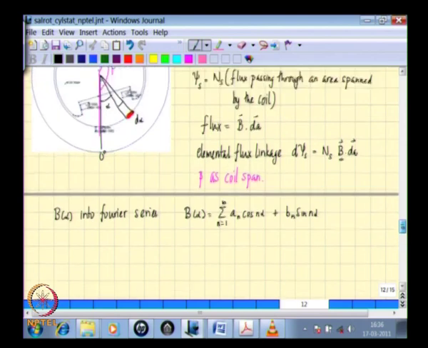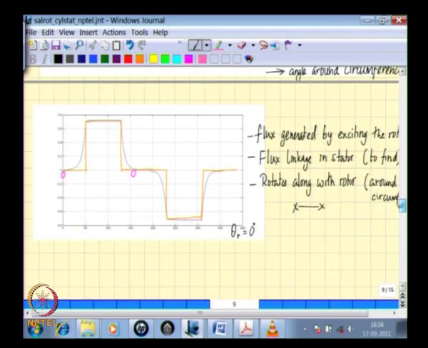So we have seen that this waveform of B is going to be an odd function of this angle.